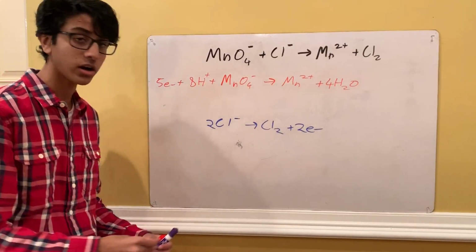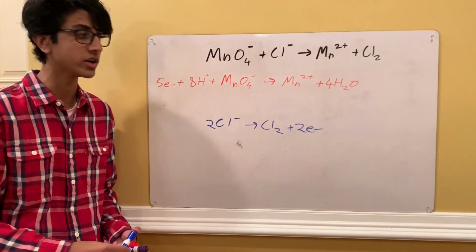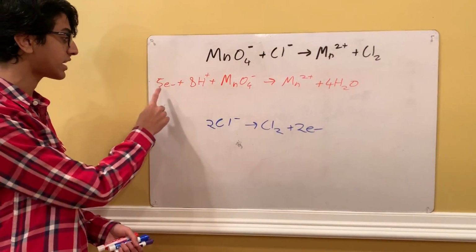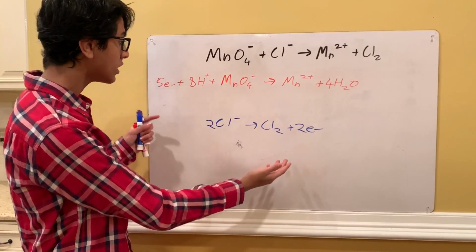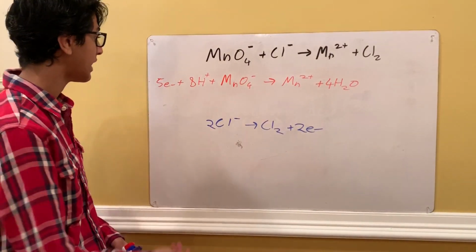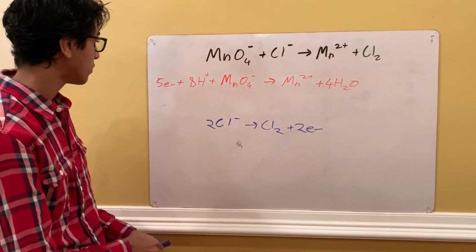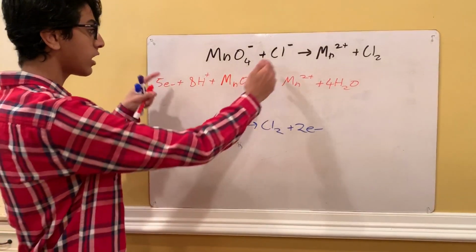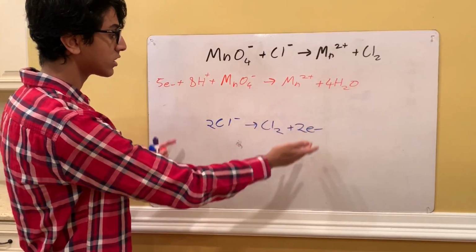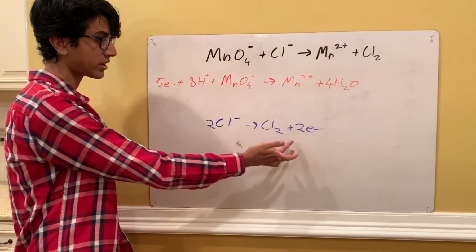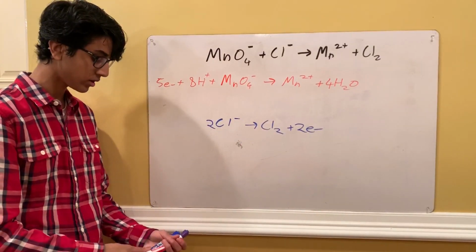And now we can enter our last step of combining the two equations. We can do that by making sure that there's the same amount of electrons in both equations so they can cancel out. But we don't have that. We have 5 electrons and then we have 2 electrons. So first, we're going to have to multiply this entire equation by 2 and this entire equation by 5. And that'll create 10 electrons and 10 electrons, and then they can cancel out.